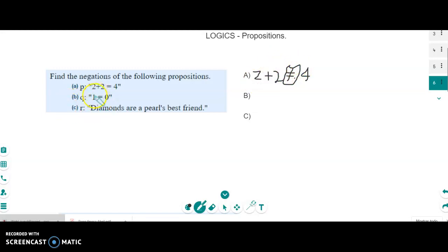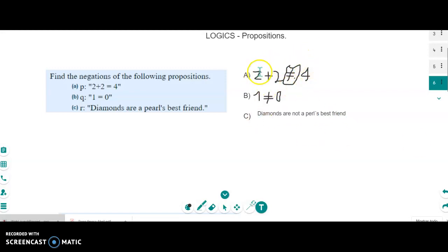If we had, for example, 1 equals 0, what would be the denial of 1 equals 0? It will be just the opposite. So 1 is different to 0. Later we will see if that's true or false. Diamonds are a pearl's best friend. The denial of that will be diamonds are not a pearl's best friend.